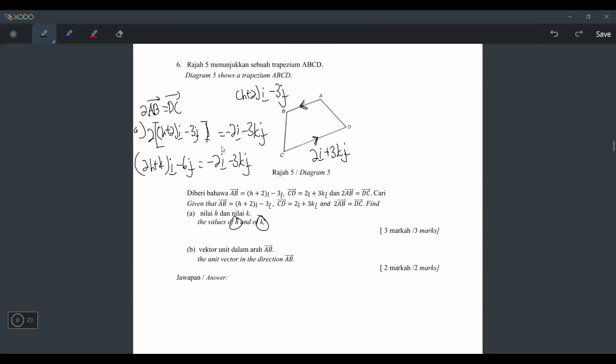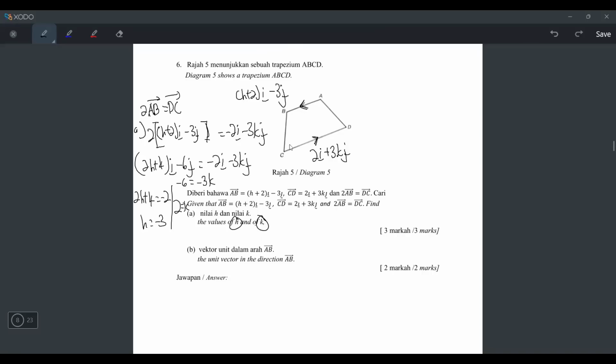Now what you can do is compare. You take out the i punya coefficient and the i punya coefficient and compare. So it becomes 2h plus 4 equals negative 2, h equals negative 3. And continue with negative 6 equals negative 3k, but you don't have to because you end up with the same answer. Negative 6 equals negative 3k. What do you get for k? You get 2, right?